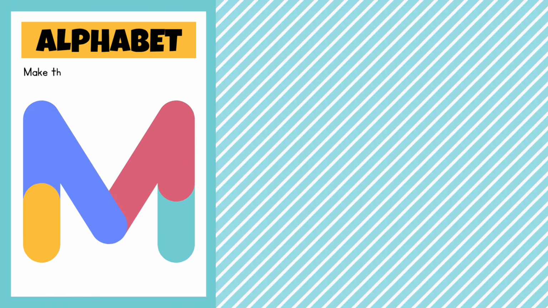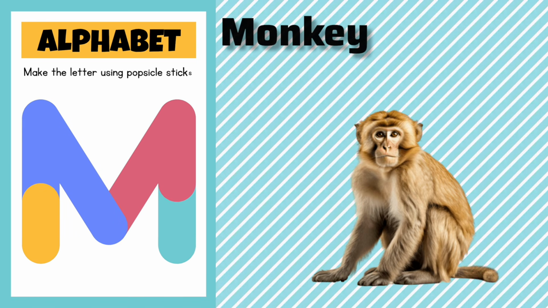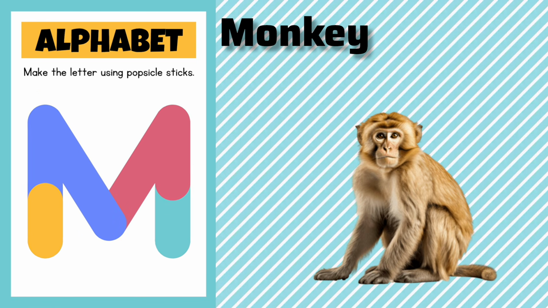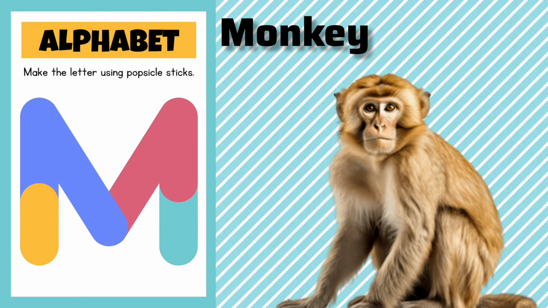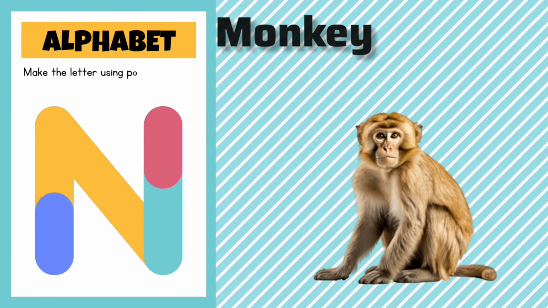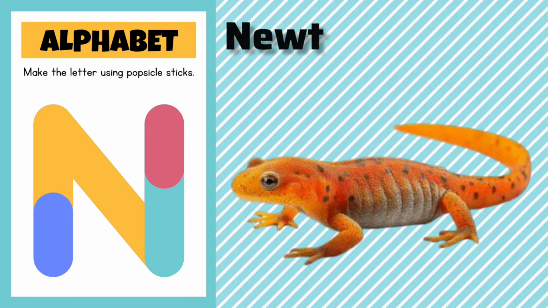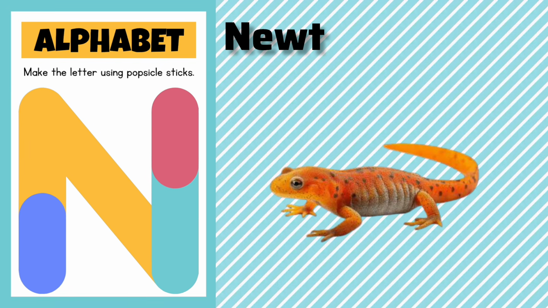This is the letter M. M is for monkey. Monkey. This is the letter N. N is for newt. Newt.